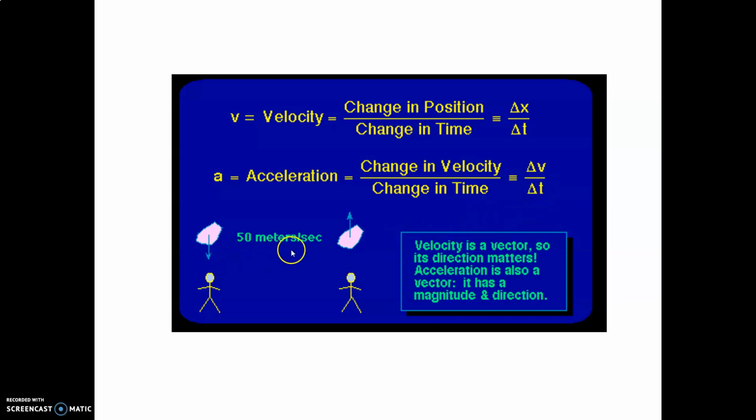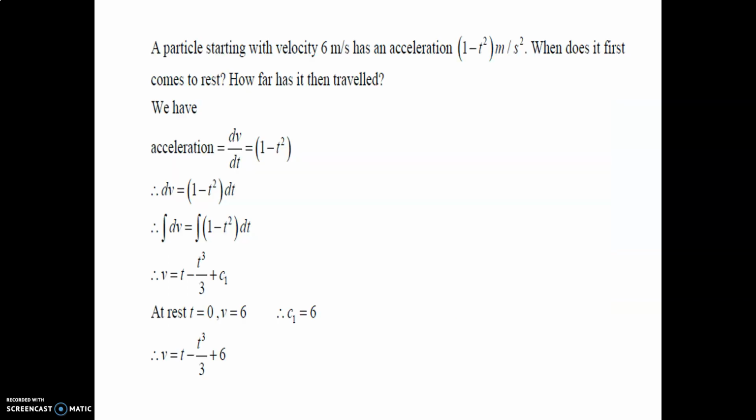Now, 50 meter per second: velocity is a vector because it has magnitude and direction. So its direction matters. Acceleration is also a vector. It has magnitude and direction. Always remember that.